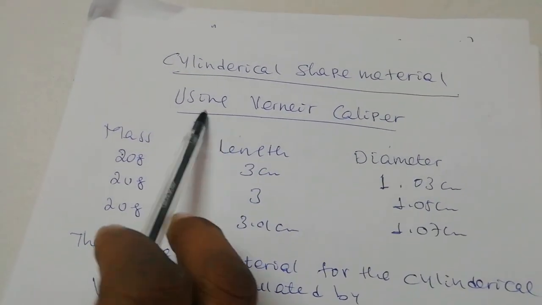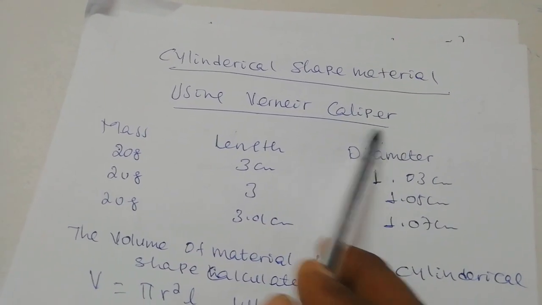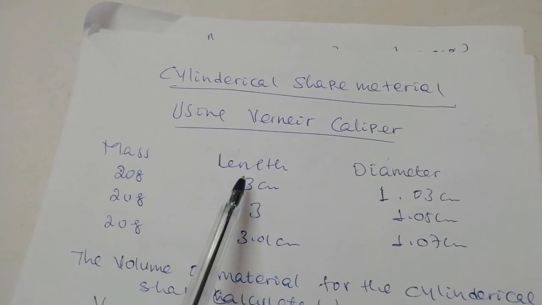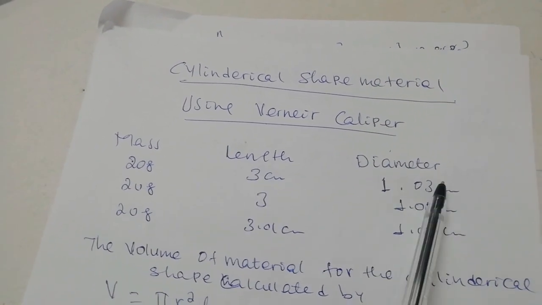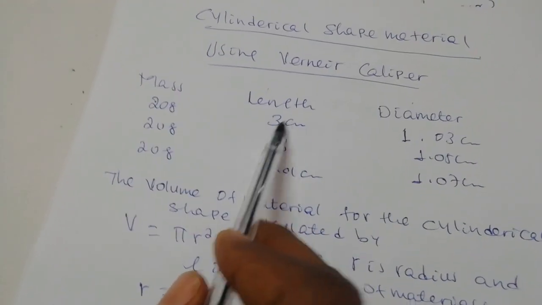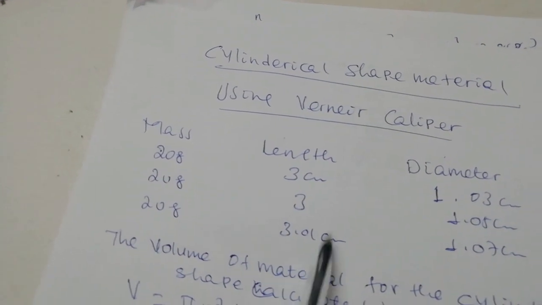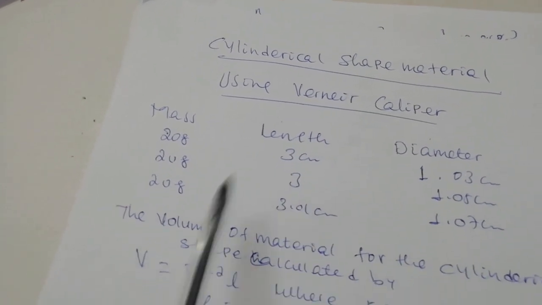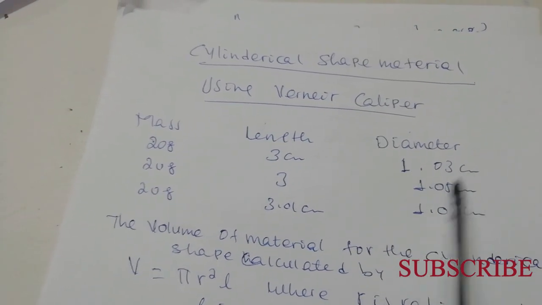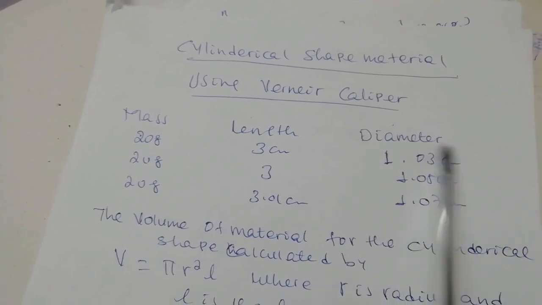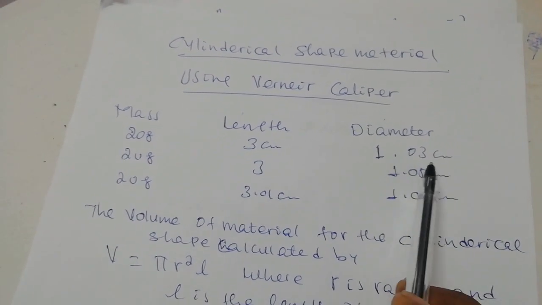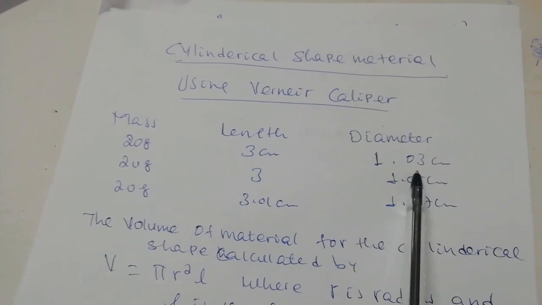From this, when we analyze using the vernier caliper, this is the mass of the object. This is the length, and this is the diameter for the cylindrical shape. So the length is around 3.01. These are the individual measurements; we can try three times. The diameter is 1.03, 1.05, 1.07. These are the individual measurements when using the vernier caliper. So the significant digits have to be considered.